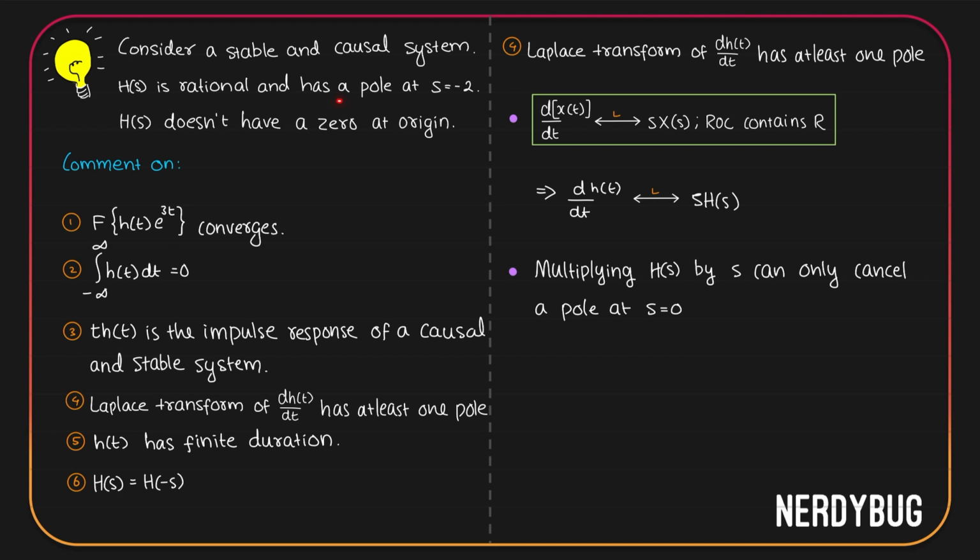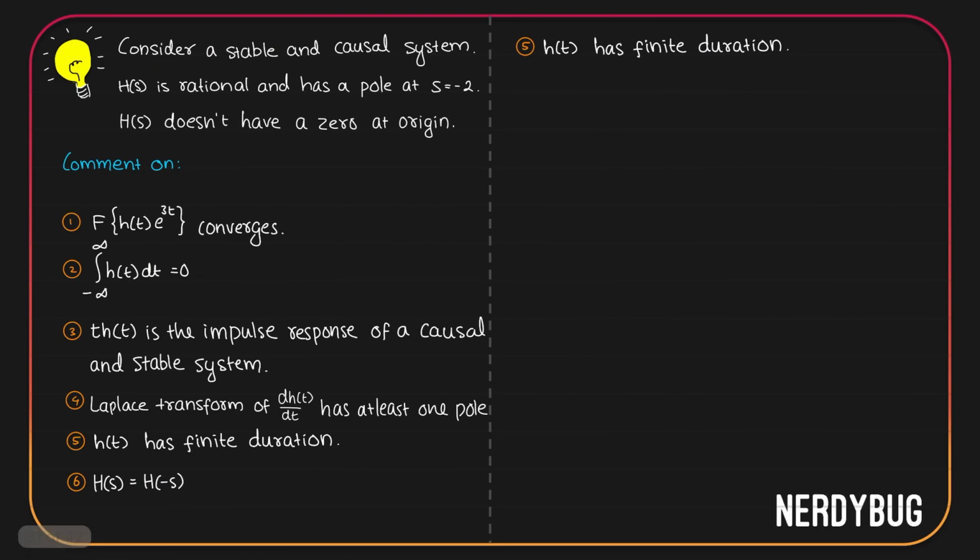But in the question, it is given that it has one pole at s equal to minus 2. If it has a pole at s equal to minus 2, in the denominator there will be a term s plus 2. Multiplying this with s does not cancel it. So multiplying H(s) by s cannot cancel the pole at s equal to minus 2. So I have no idea about the other poles, but the Laplace transform of d/dt of h(t) will definitely have a pole at s equal to minus 2. So the statement is correct. It does have at least one pole. Let's take the next statement.